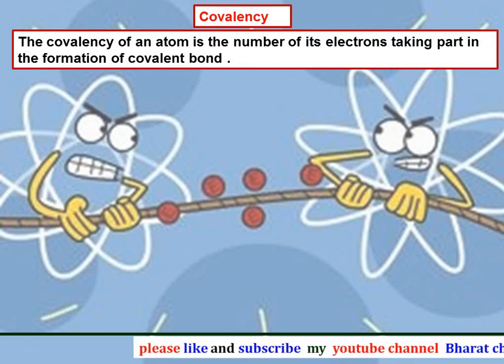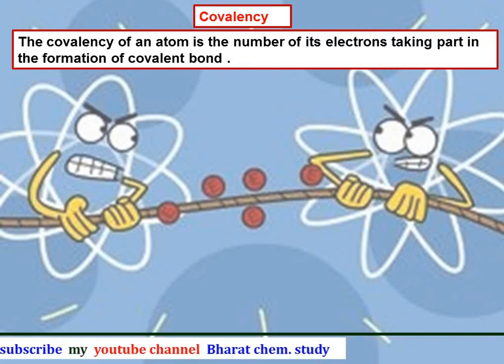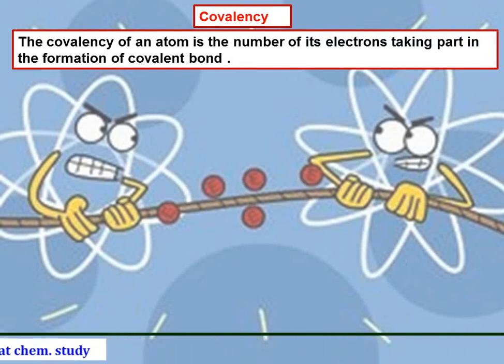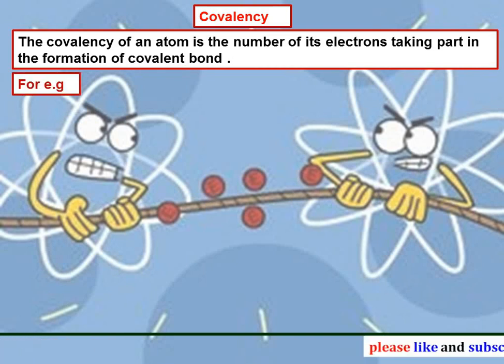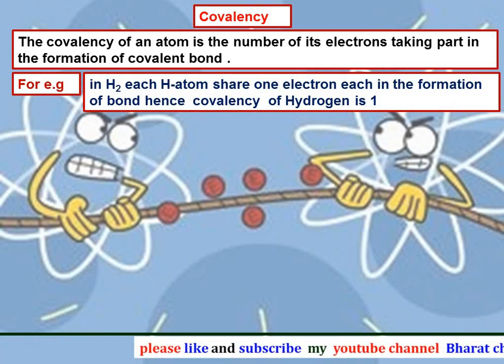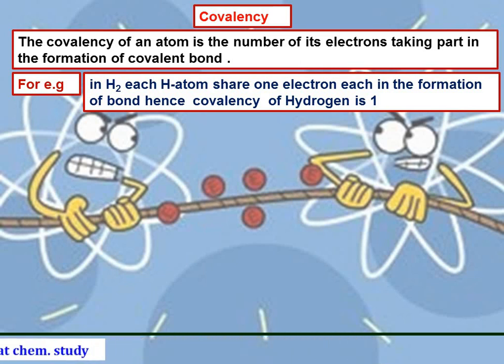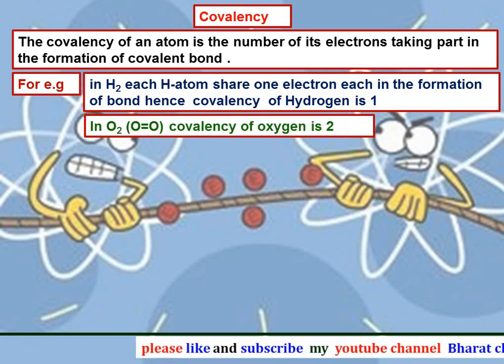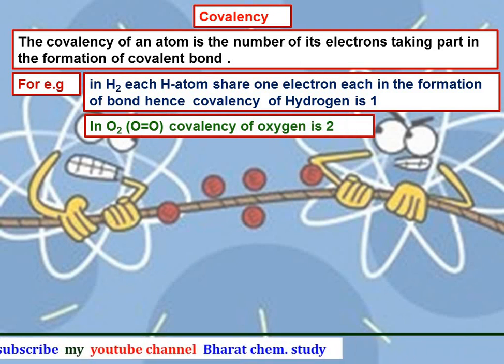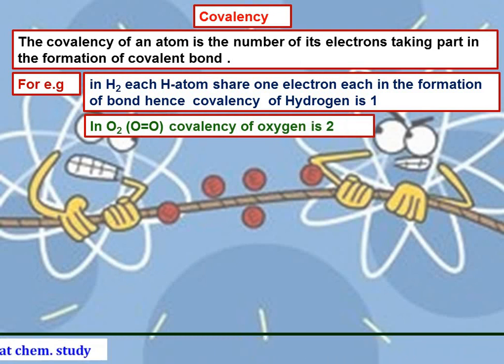Covalency. The covalency of an atom is the number of its electrons taking part in the formation of a covalent bond. For example, in H2, each hydrogen atom shares 1 electron in the formation of the bond. Hence, the covalency of hydrogen is 1. In case of oxygen, the covalency of oxygen is 2 because each oxygen atom shares 2 electrons.